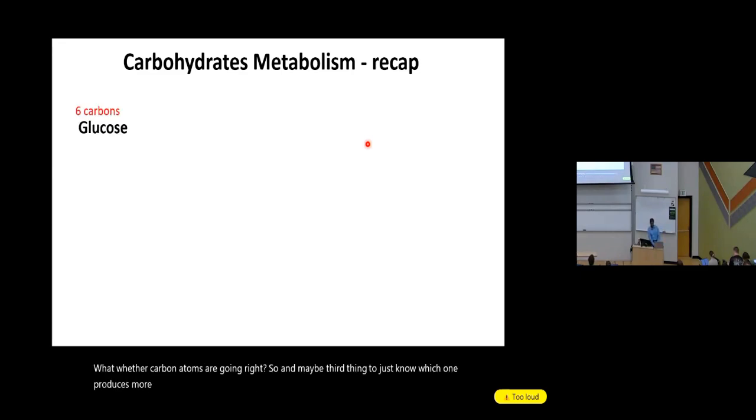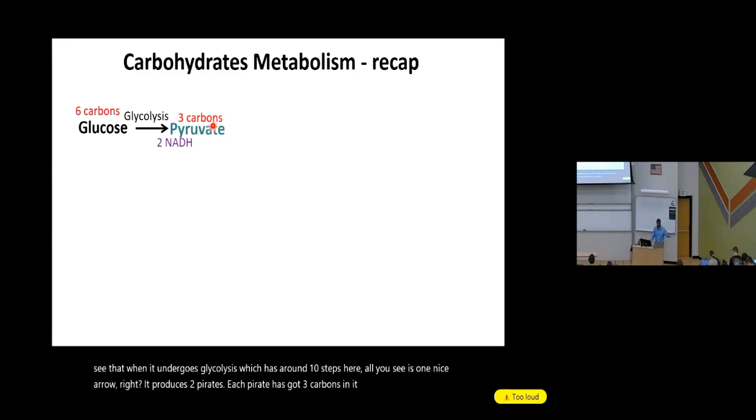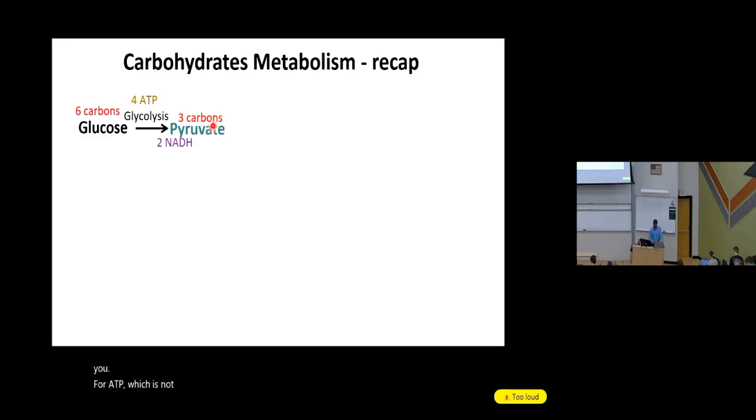So we see that the glucose molecule has 6 carbon atoms, right? And when it undergoes glycolysis, which has around 10 steps, but here all you see is one nice arrow, it produces 2 pyruvates. Each pyruvate has 3 carbons in it. And in these 10 steps of glycolysis, you only make 4 ATP, which is not much. And there are a few high energy electrons released, and those are carried by the NADH carrier.